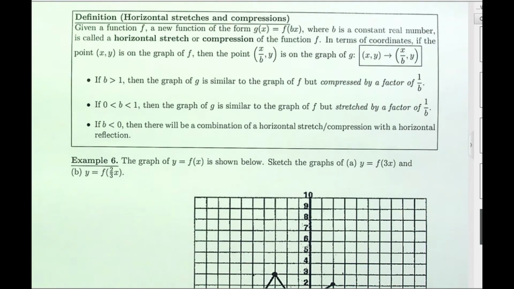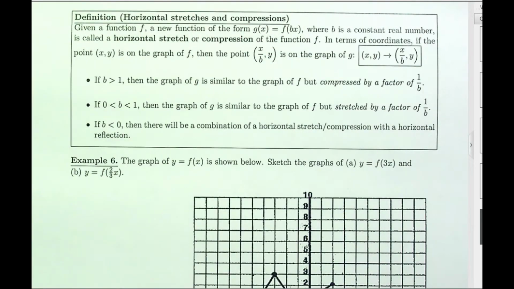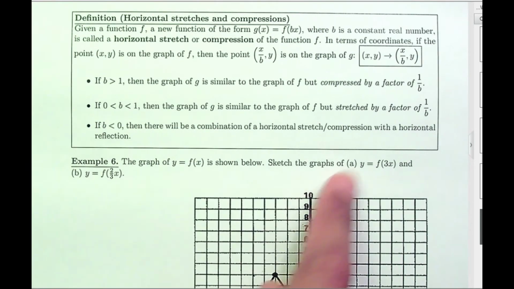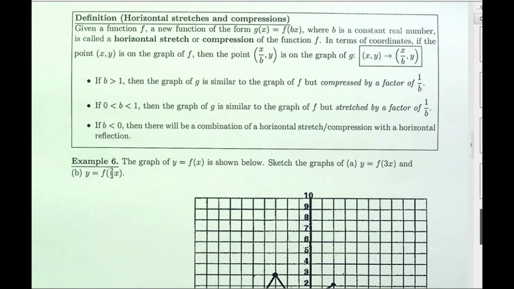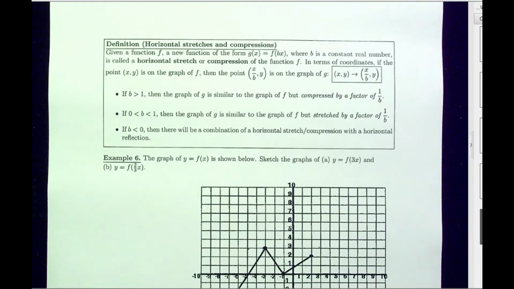You're reducing everything by 50% horizontally. So you're squishing things horizontally by 50%. If b were between 0 and 1, so let's say a half, then that means you're actually stretching everything by a factor of 1 over 1 half, which is actually 2. So that means you would be stretching everything by a factor of 2.